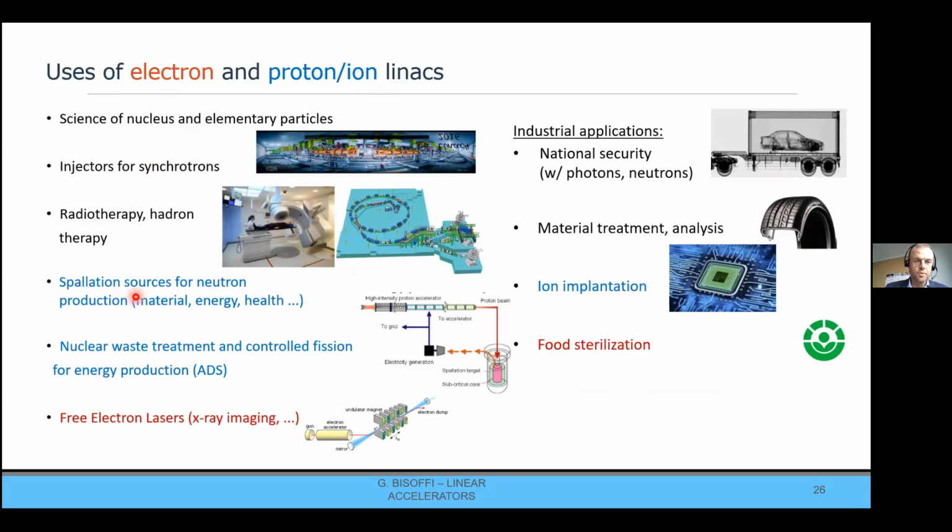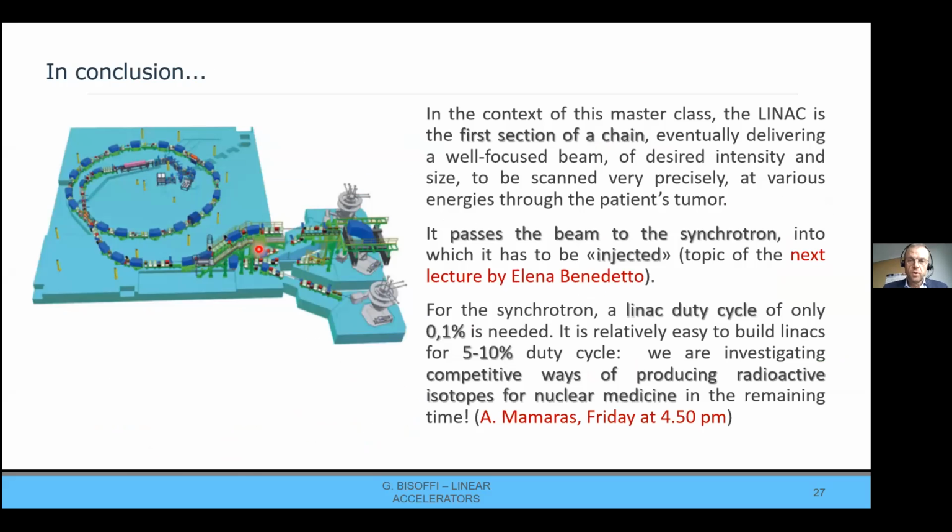So you can use proton LINACs to make neutron sources, or to do the transmutation of the wastes from fission nuclear power stations. You use electron LINACs to build free electron lasers for X-ray imaging of very sophisticated precision. You may have industrial applications with very short LINACs: for national security, so cargo inspections, for example, for material treatment, material analysis, for ion implantation in the semiconductor industry, and even to sterilize food in the food industry. So there is a huge number of LINACs in the world, the vast majority of which produce X-rays for radiotherapy.